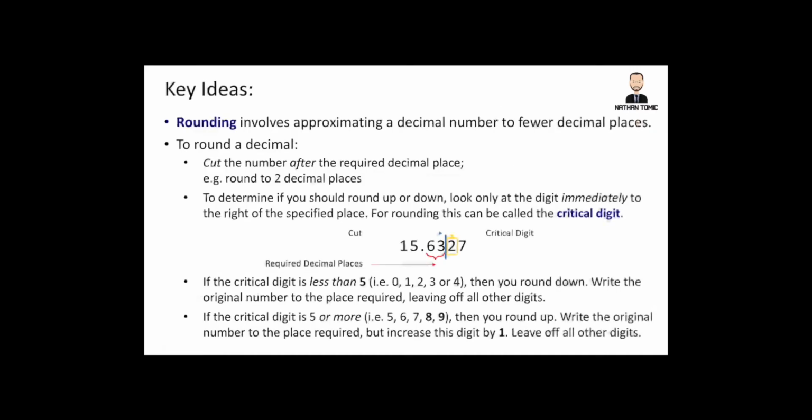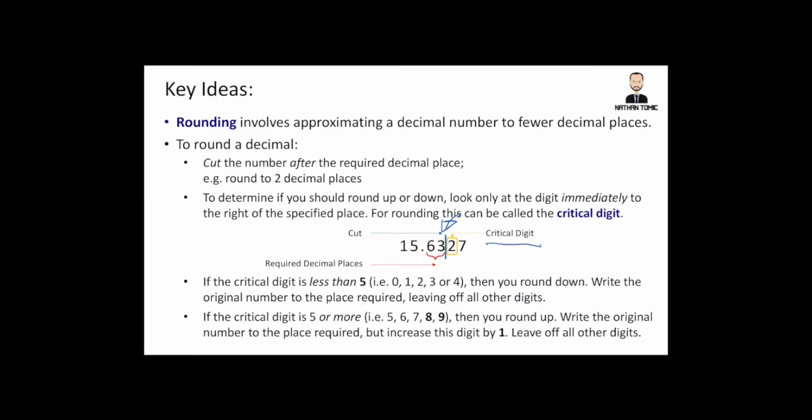Key ideas to know here: rounding involves approximating a decimal number to fewer decimal places. The actual rounding process is very similar, if not the same, to rounding a normal number. We first cut the number after the required decimal places. In the example that we have here, we're going to be rounding to 2 decimal places, so our cut is made after the second decimal place. You then look at the next number to the right, which we call our critical digit, and that tells us whether we should round up or down.